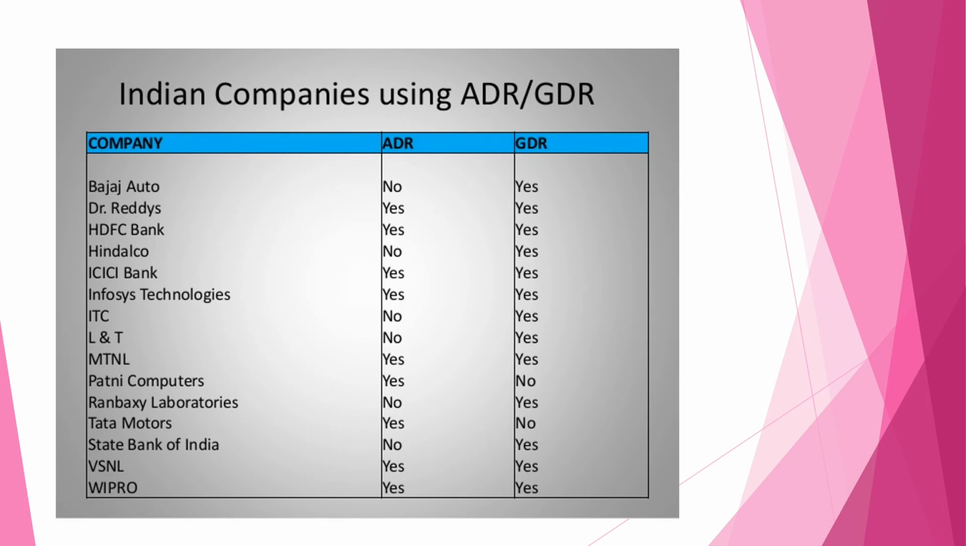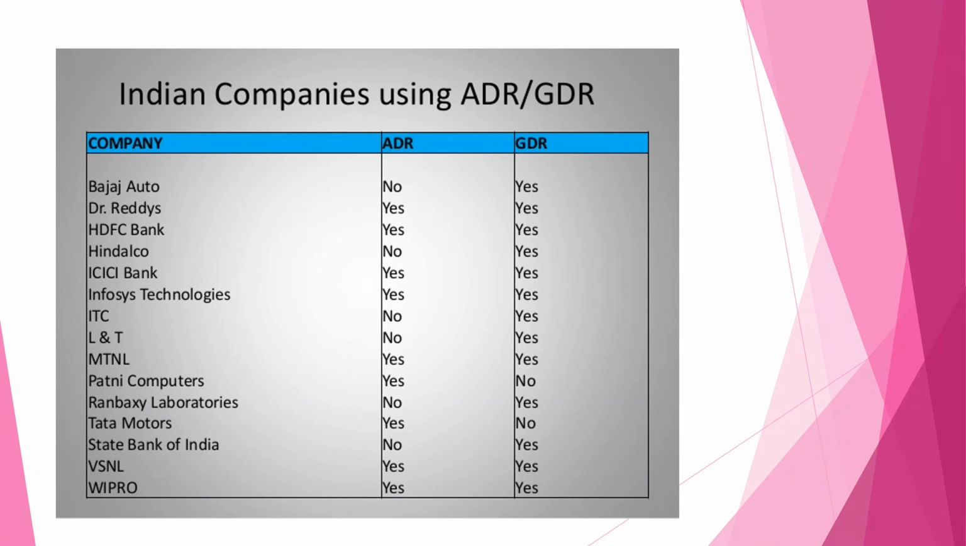Let us now observe certain Indian companies which are utilizing ADR and GDR for their investment purposes. We have Bajaj Auto, which has not issued ADR but has issued GDR. Dr. Reddy's has issued both ADR and GDR. HDFC Bank is also issuing ADR and GDR. Hindalco does not invest in the American market, whereas it has issued GDR. ICICI Bank has investments as ADR and also as GDR.